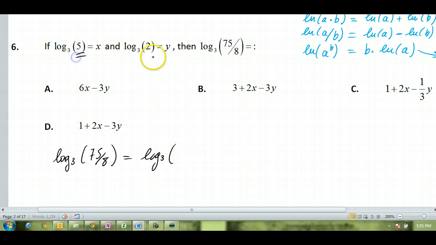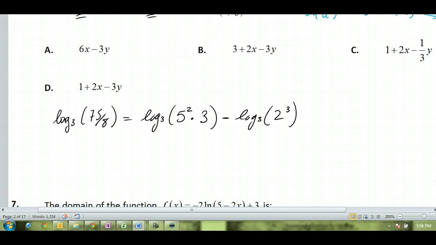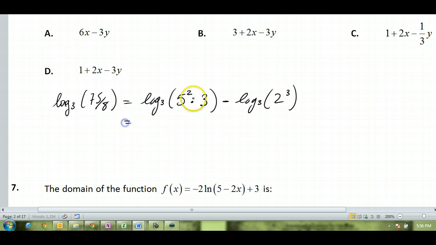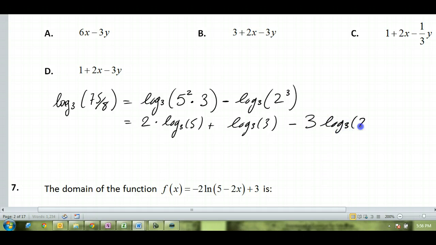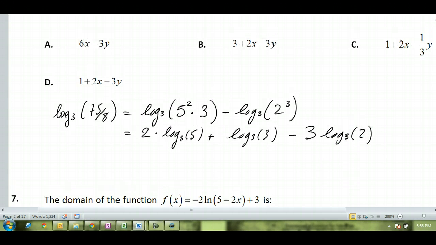Now, they're giving me 5s and 2s, right? So 75 is 25 times 3, right? That's 75. Minus log base 3 of 8, which is 2 cubed. Okay, I think we're slowly moving somewhere. So here's the other property with the product right here. So you got 2 log base 3 of 5 plus log base 3 of 3 minus 3 log base 3 of 2, right?